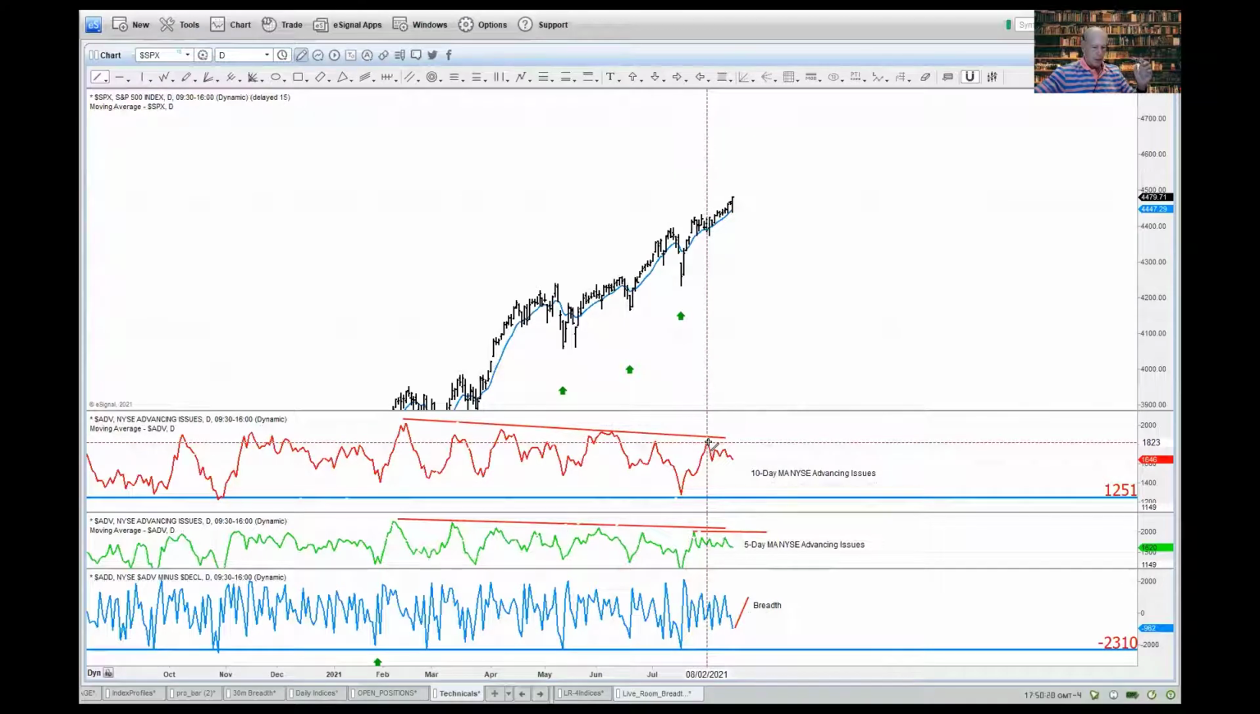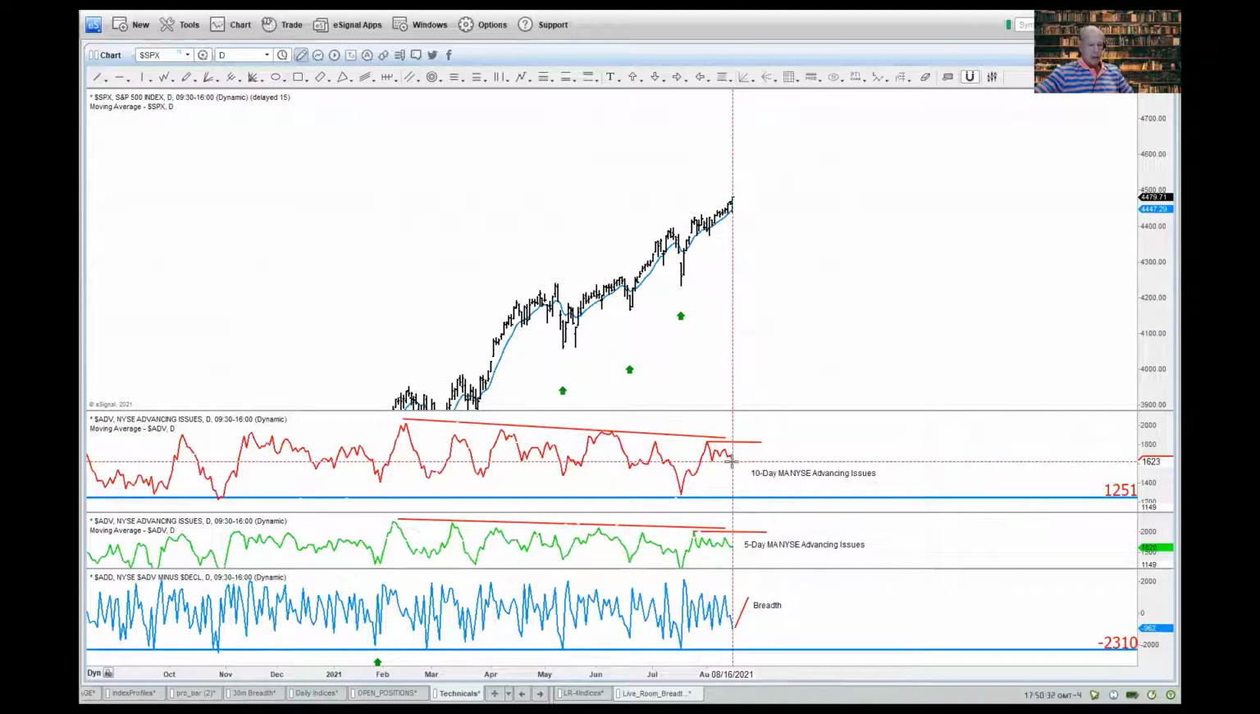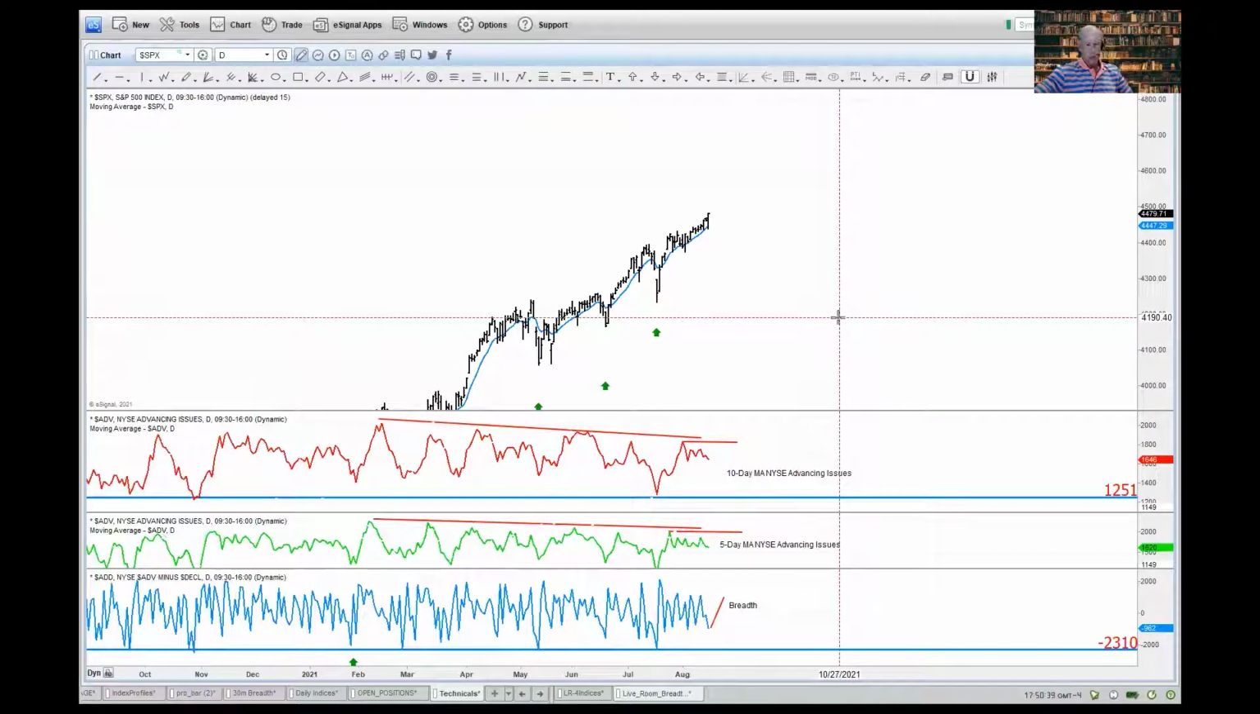It basically peaked on the second at this level. And so even if we go higher another percent or two, I think we're going to still see these intermediate-term divergences continue to mount. So this is going to be something interesting to follow this week.